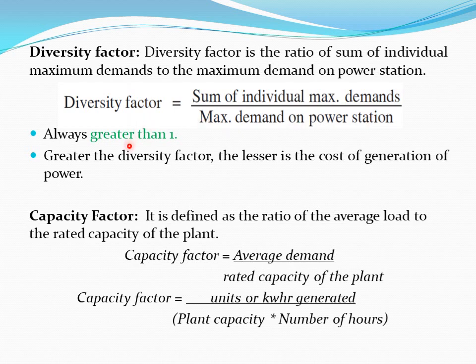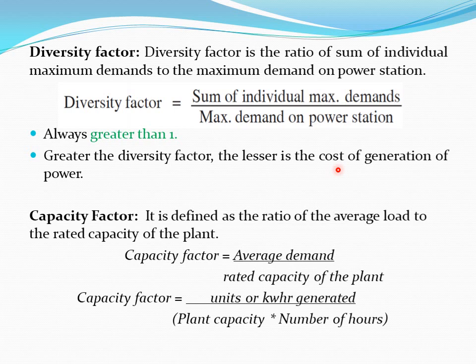Always the value of the diversity factor will be greater than 1. If the diversity factor is higher, the cost of generation will be low. Previously we have seen the load factor. The load factor value should be less than 1, and here the diversity factor should be greater than 1. You have to know all these things.